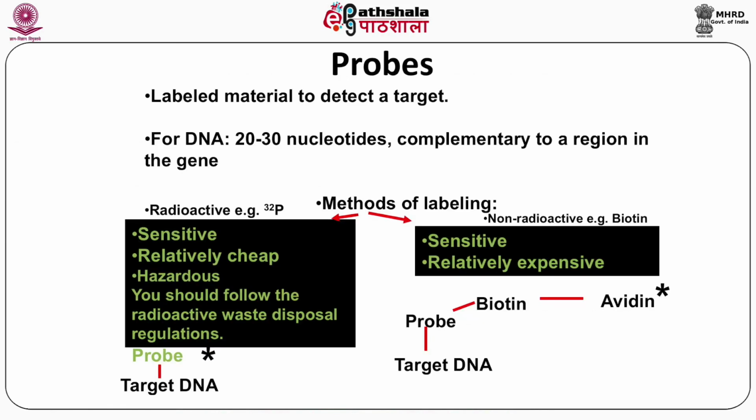So, probes. Labeled probes are the most important part of the entire process. We are going to talk about the identity of this particular molecule. Essentially, these are DNA molecules about 20 to 25 nucleotides long, complementary to the sequence of our interest.